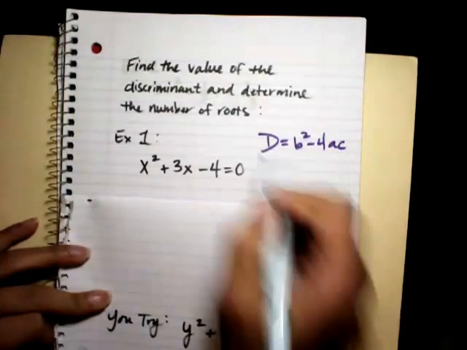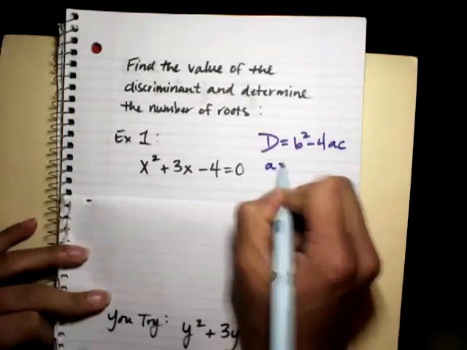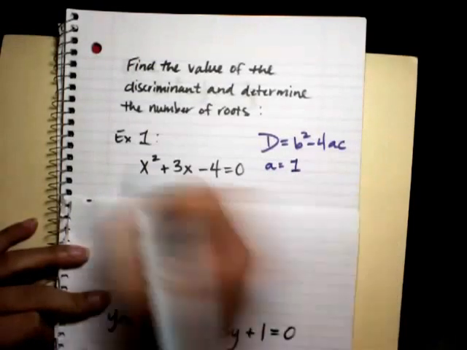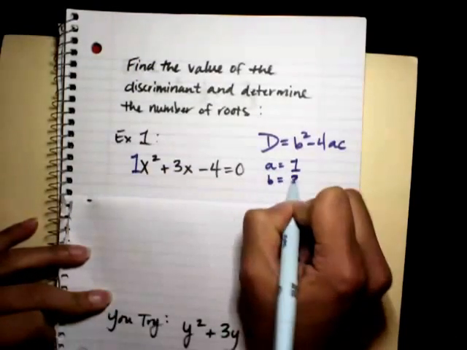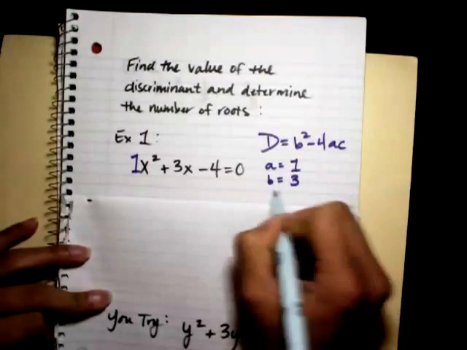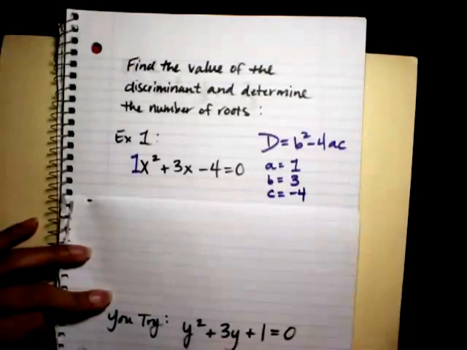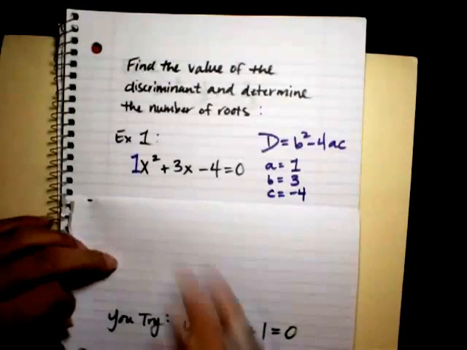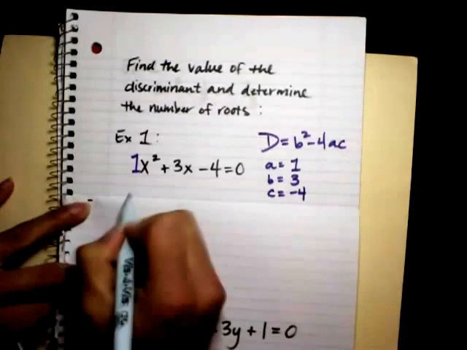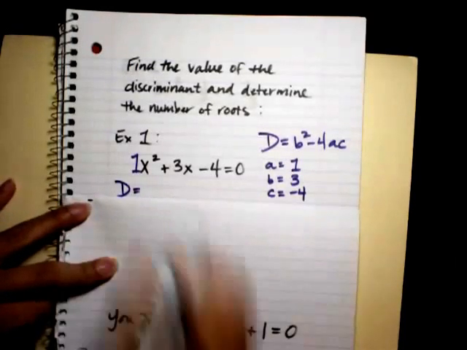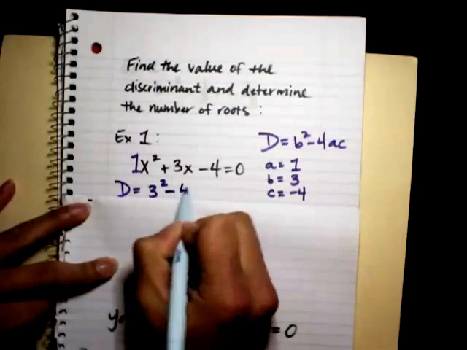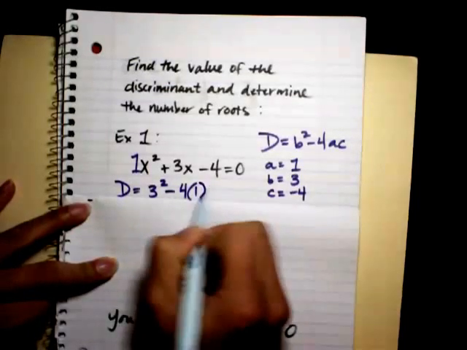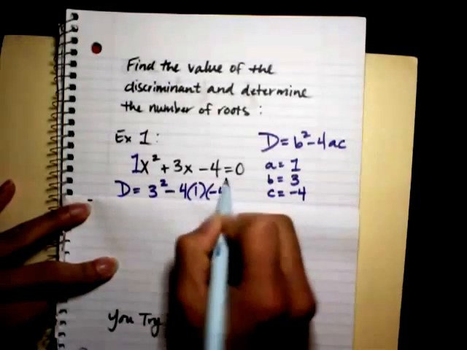Let's see what our a is. A is 1 in this case. There's an invisible 1 there. B is positive 3. And C here is a negative 4. So if we plug everything in for the value of the discriminant, let's say b squared, so that's 3 squared, minus 4 times a, which is 1, and c is negative 4.